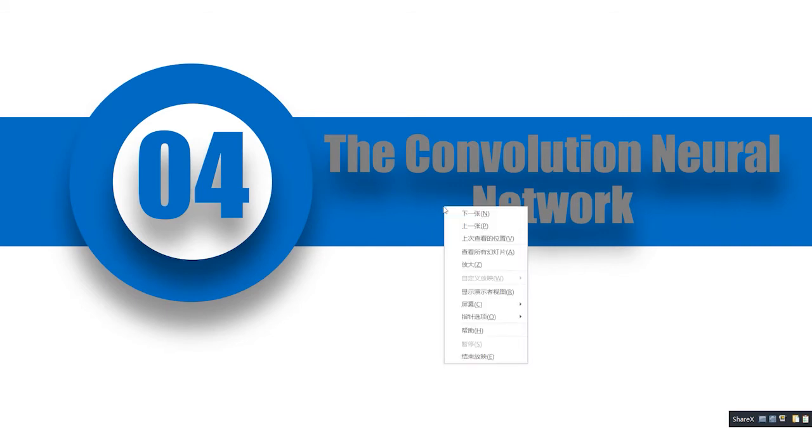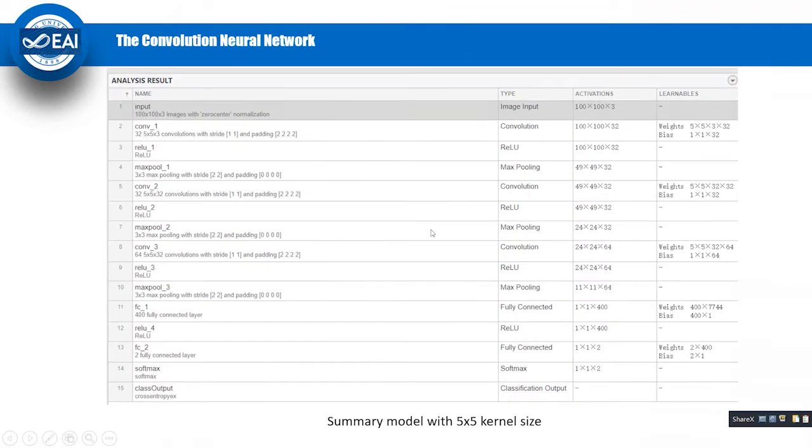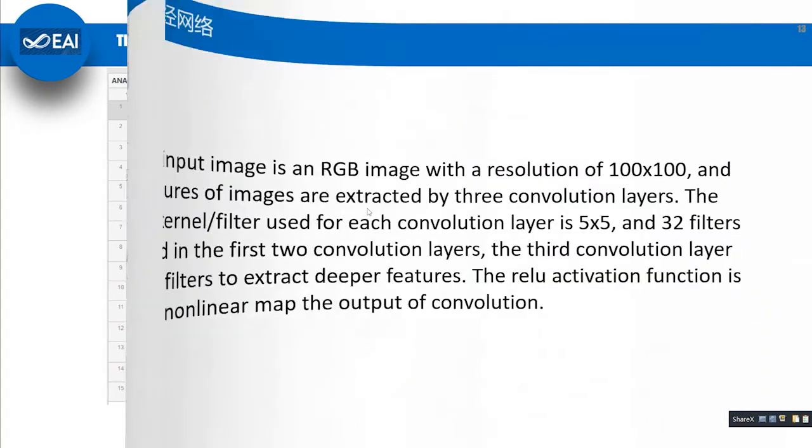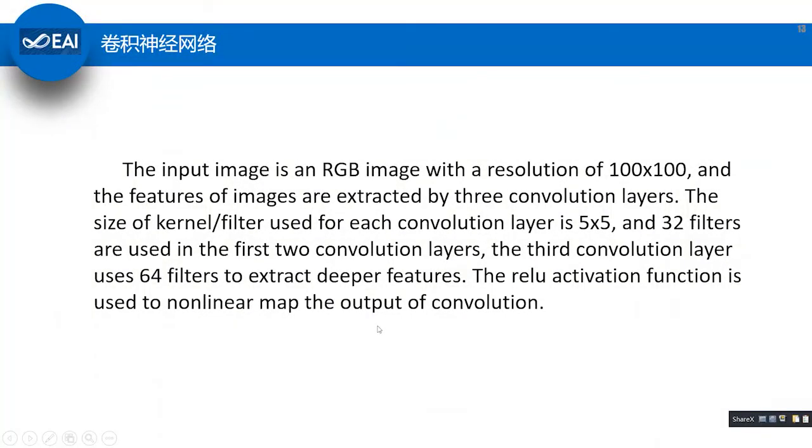The structure of the convolution neural network is shown in the picture. We can see in summary model with 5x5 kernel sets. It is a 15 layers neural network. And the input image is an RGB image with a resolution of 100x100.